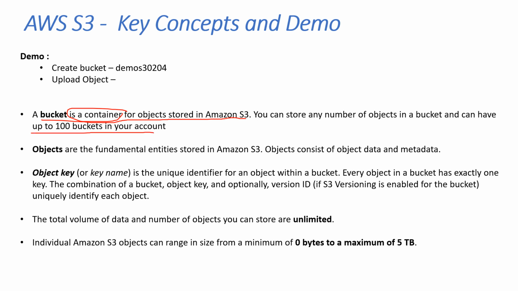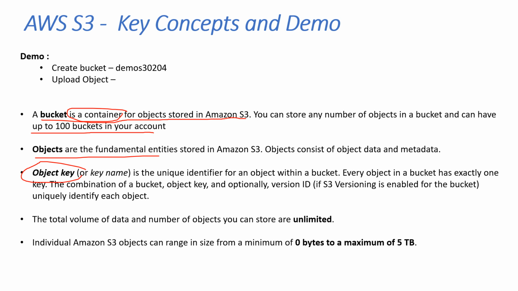Then objects are basically any kind of images, files that you upload in the bucket. It is called an object. Then you have the object key. Object key is a unique key that's associated with that object, which can be used to retrieve that particular object.